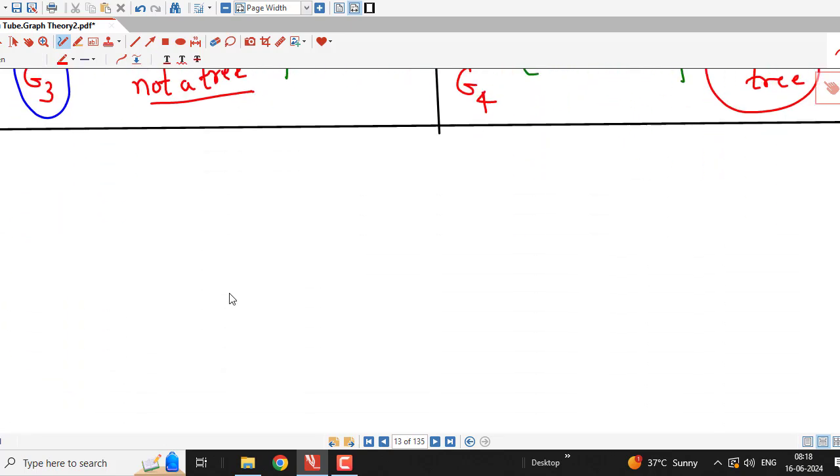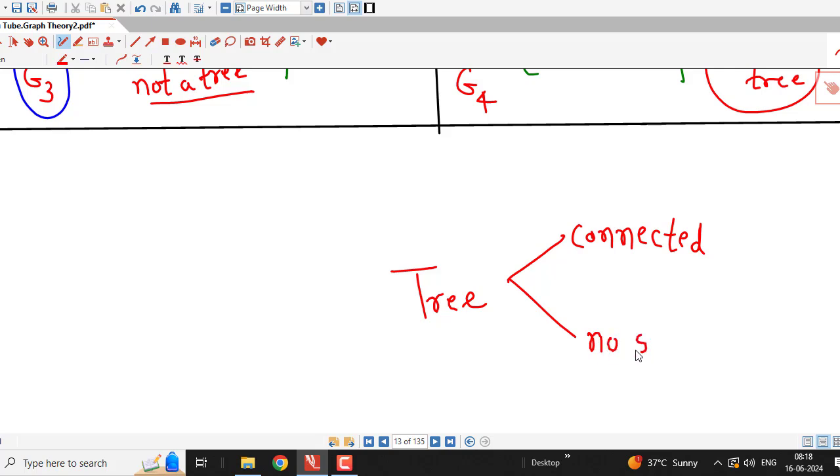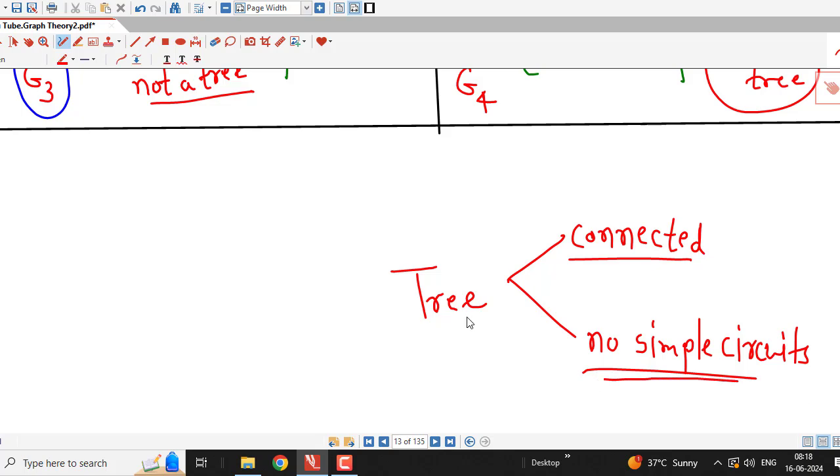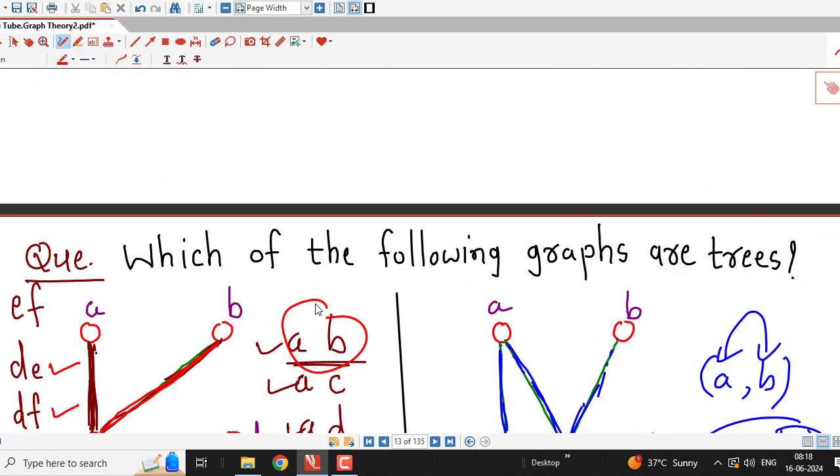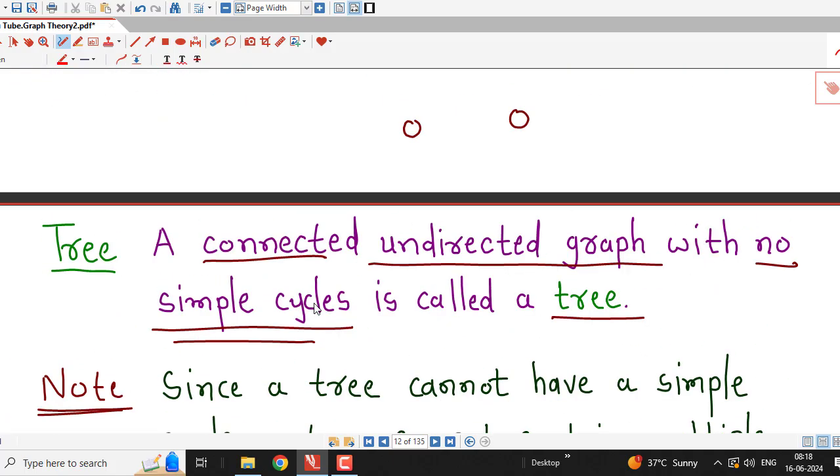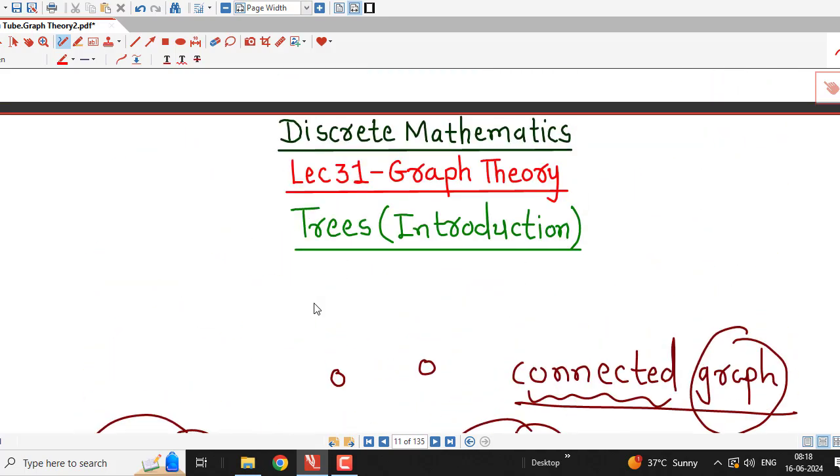So in this way we can easily check whether a given graph is a tree or not. What we have to check is that it is a connected graph and it has no simple cycles. Another name is no simple circuits. A tree is a connected undirected graph with no simple circuits. So remember this definition of tree, and we will continue with this concept of trees in upcoming lectures.